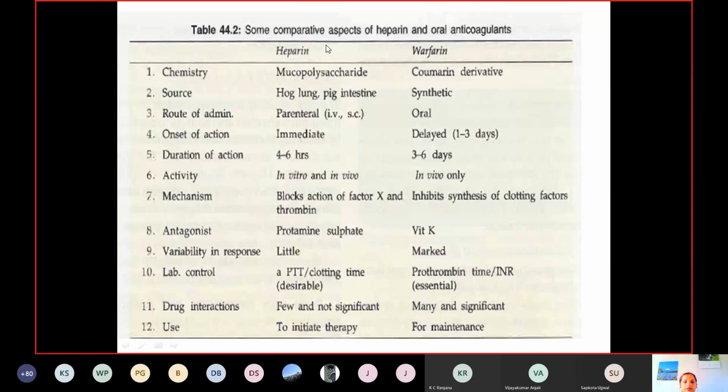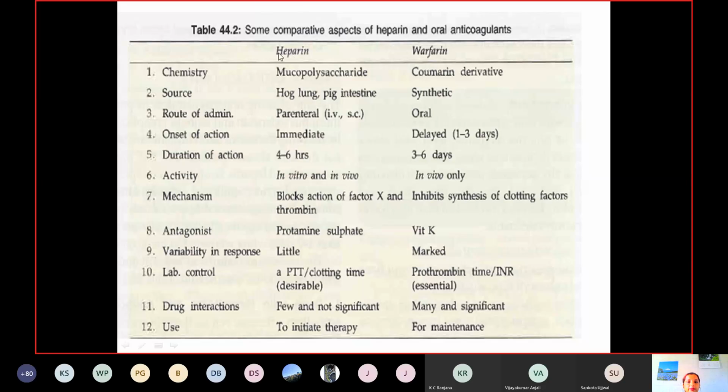So the differences between heparin and warfarin. Till now, I think all of you know what the differences between heparin and warfarin are. The chemistry is different. Heparin is a mucopolysaccharide, whereas warfarin is a coumarin derivative. The source of heparin is hog's lungs and pig intestine, but warfarin is a synthetic compound, a synthetic drug.